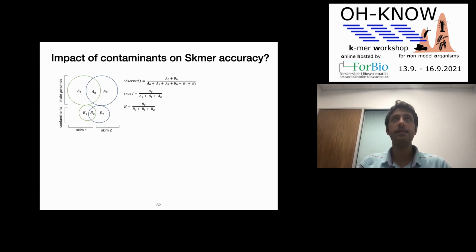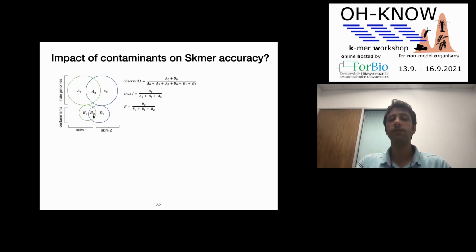Are skimmer distances sensitive to contamination or not? Maybe a skimmer doesn't care, like it's not sensitive to contamination. So we did some simulations again. We have genome skim 1, genome skim 2. In each case, we have the main species, which is called A, and they have some Jaccard, right? So they have some level of similarity in terms of their k-mer set.